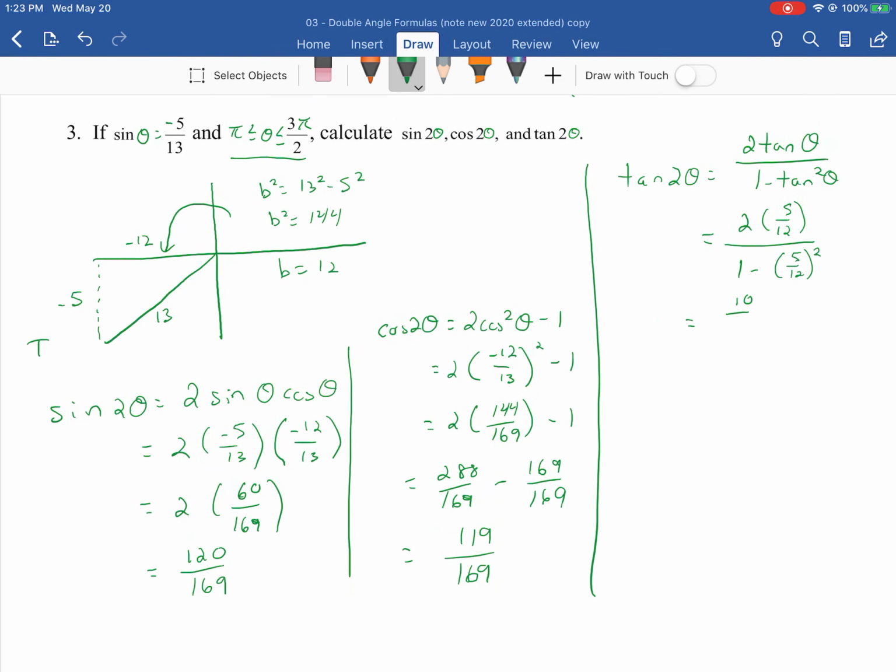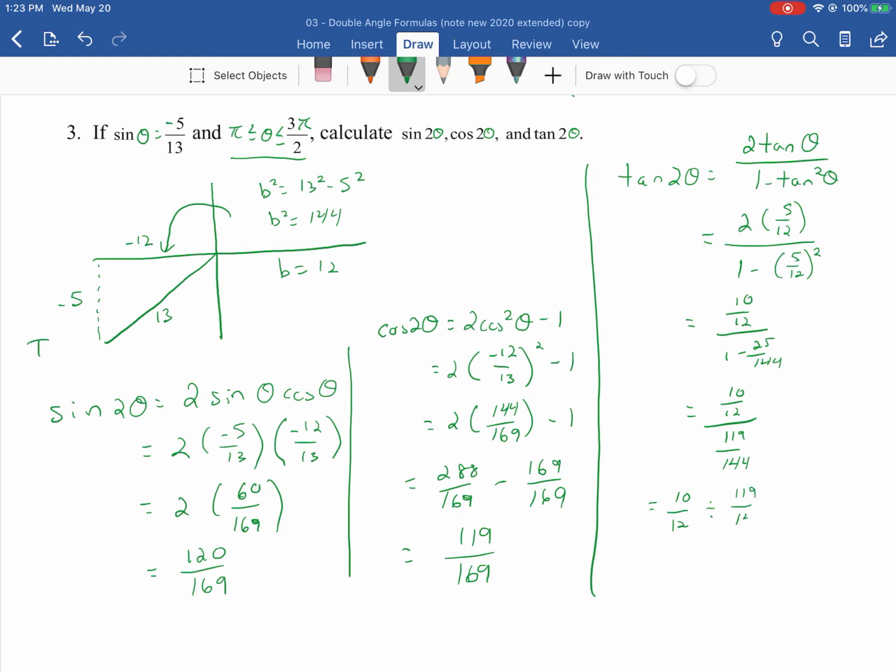And the rest of it is just working with the fractions here. So on the top, I get 10 twelfths. On the bottom, I get 1 minus 25 over 144. Let's see, 10 over 12 over 144 over 144. Subtract another 25. What do I get?